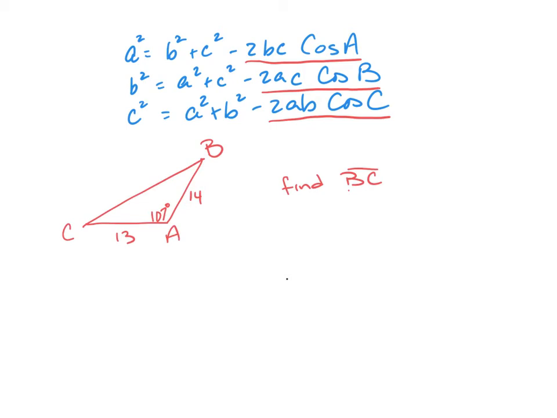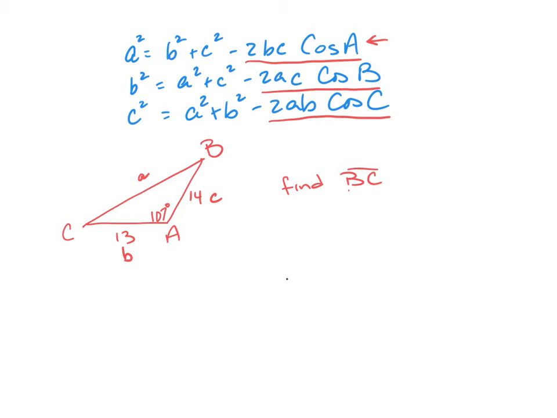So if they're looking for BC, I like to translate that to what the letter would go with it. Since it's BC, it's little a. Does everybody got that down pat, that it's little a that we're looking for? Because it's across from big A. So when they give you big A, you have to use the formula that has a big A. And I'm going to go ahead and make this little b, the 13, and 14 is the little c. Okay? And they want us to find a.